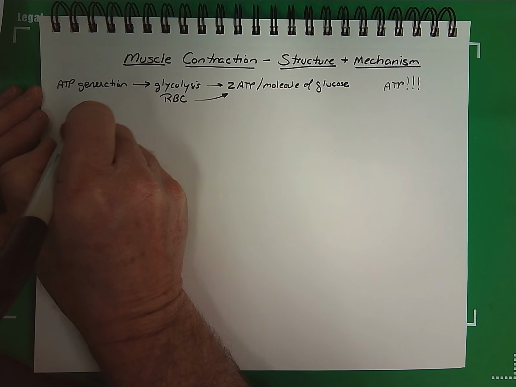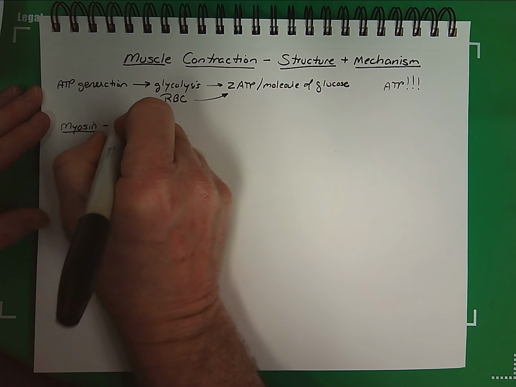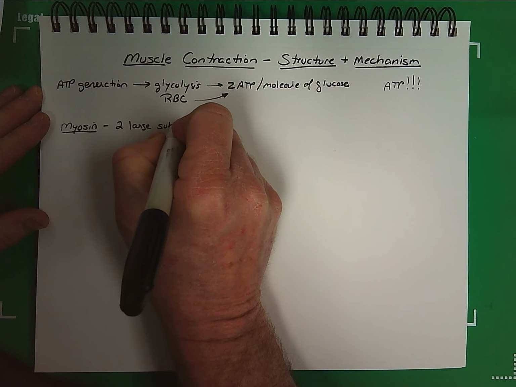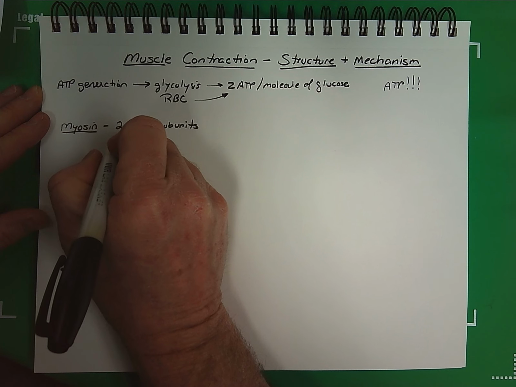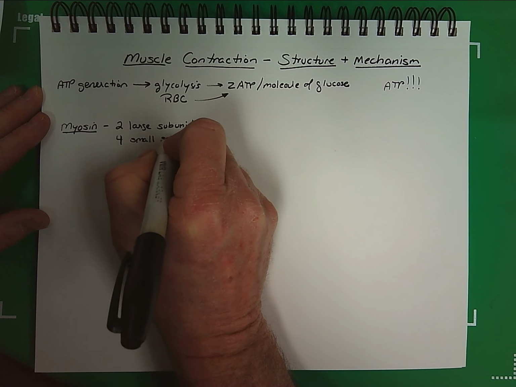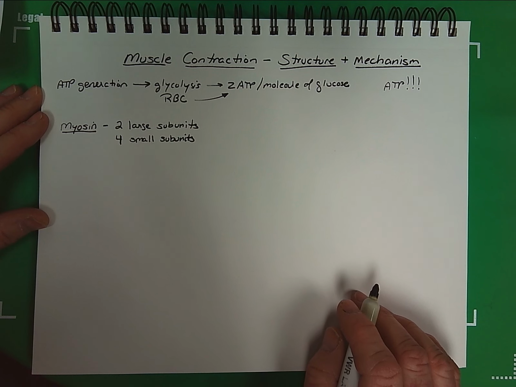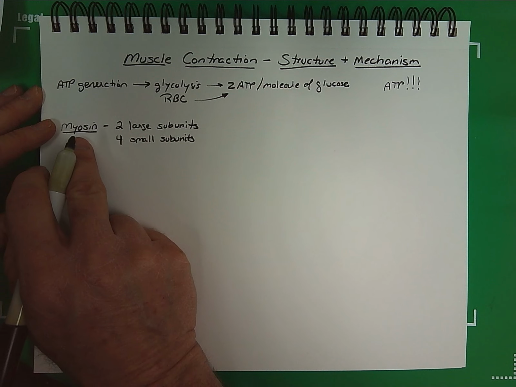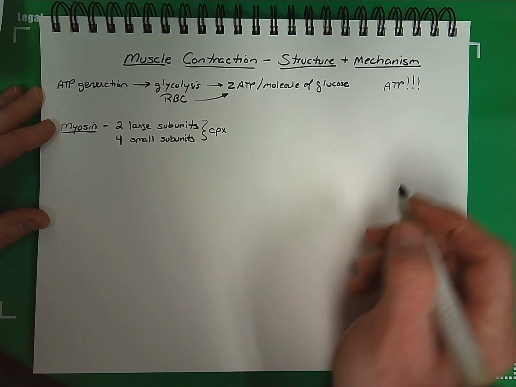Let's examine the different properties of the structure of the contractile element and see where the ATP is used. So the first protein we have to look at is called myosin. Myosin consists of two large subunits, subunits being individual polypeptides, and in combination with four small subunits, four small polypeptides. So when we talk about myosin, myosin is actually a complex. It's a complex of 6 polypeptides that come together.